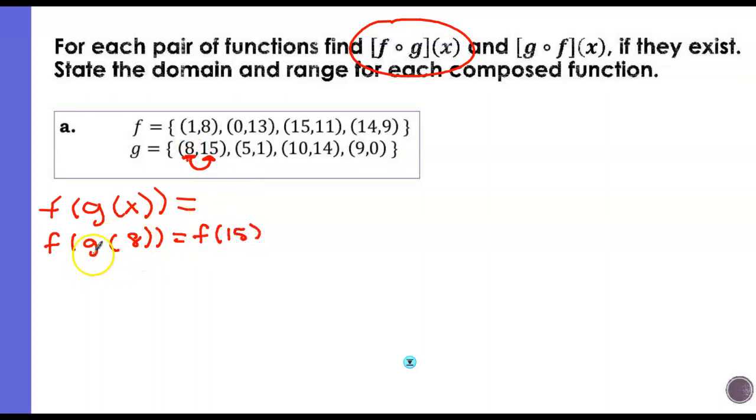So I replaced where it says g of 8 with 15. But now notice what my function says. It says to find f of 15. So I go to my f function, and if I plug in 15, that output value would be 11. So it's basically input, output, input, output. Let's try the next number, which is 5. F of g of 5. First, figure out what is g of 5. G of 5 is 1. And then I have to find f of 1, which is 8.